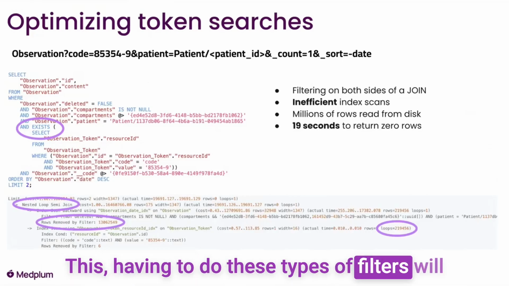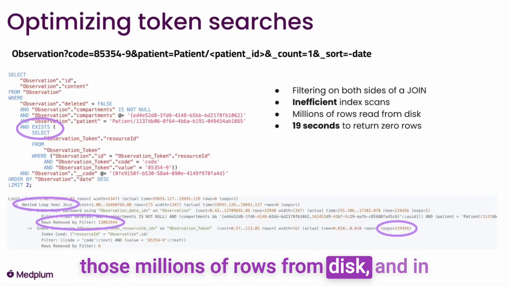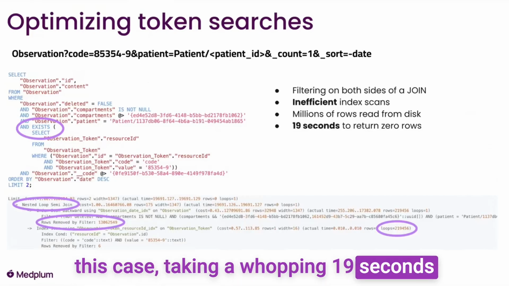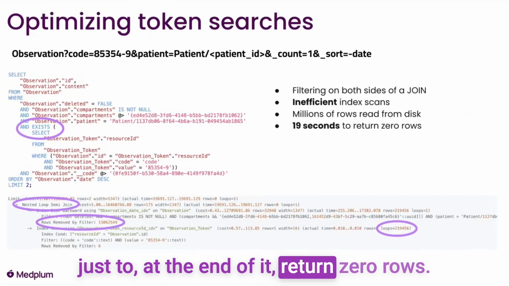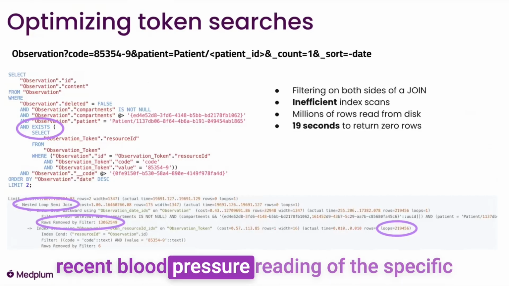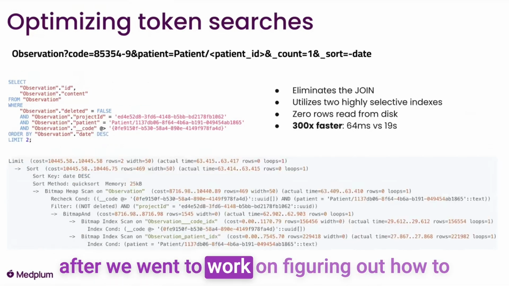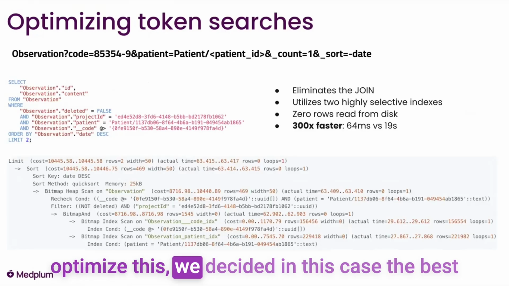Having to do these types of filters will lead to inefficient index scans, reading those millions of rows from disk, and in this case, taking a whopping 19 seconds just to, at the end of it, return 0 rows. There were no matching observations here in this query that was looking for the most recent blood pressure reading of this specific patient.